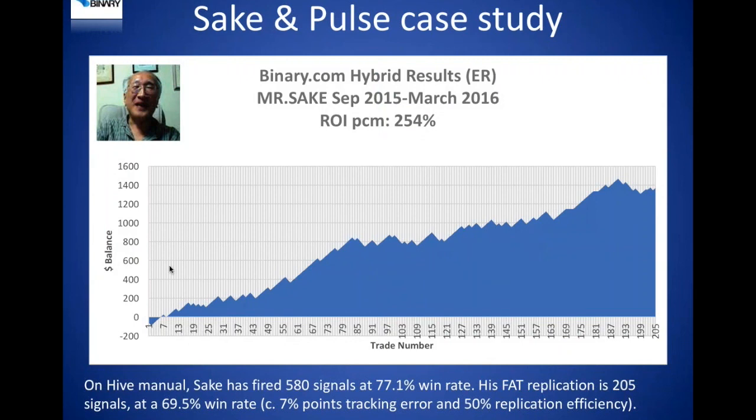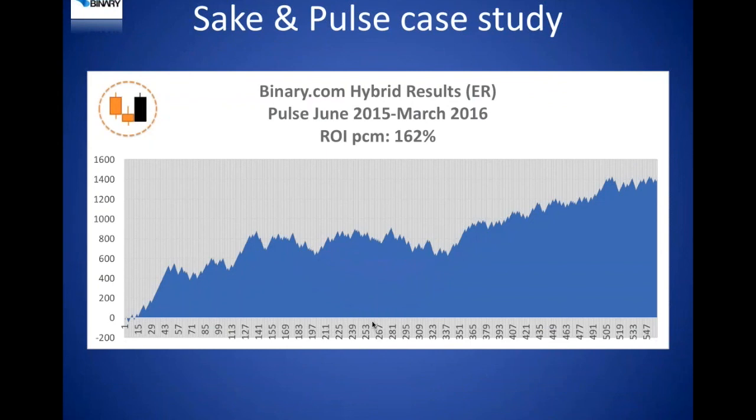Part of that is because Saki has a much higher win rate, close to 70%. Again, this is binary.com results, both of them. And Pulse has a much lower win rate. Pulse actually has a 64% win rate, right, on ER. It has a much higher volume, but equally it also has higher variance. And you can see this variance in these periods of drawdown, right?